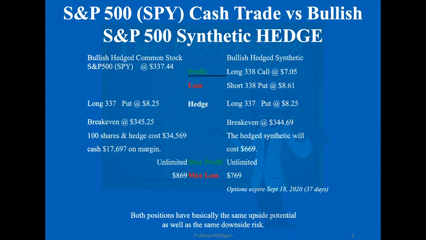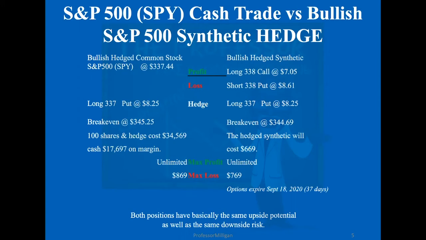So what I did was I put together a long position in the SPY, which you've already seen, as well as a long position in our synthetic, and then I hedged both of them. So let me explain. If you look to the left, you'll see once again, we're long the SPY stock, the S&P 500, at $337.44. We're long 100 shares. We married to that a long put with a strike at 337. It's going to cost us $8.25 for this put option for our 100 shares.